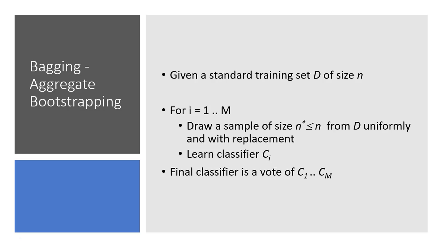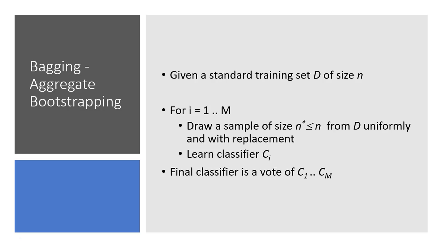So continuing on with this, we're going to get a standard training set D of size n, right? So for i being 1 all the way up to m, which is however big you need it to be, you're going to draw a sample size from D uniformly with replacement, and you're going to make a classifier. And your final classifier is going to be a vote of all of your classifiers combined together.